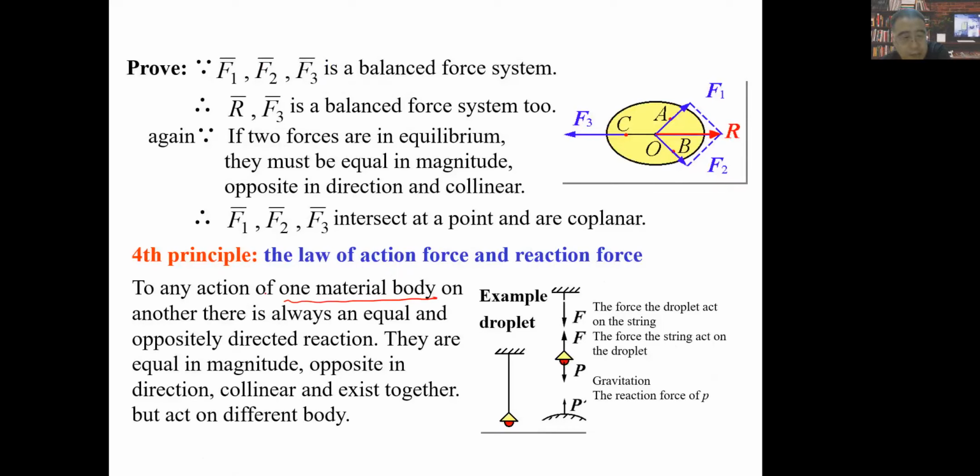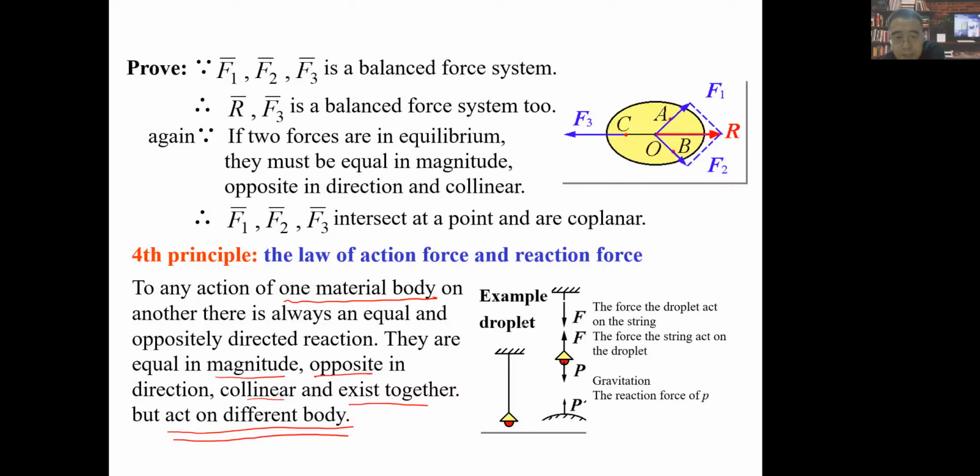It tells us that to any action of one material body on another, there is always an equal and oppositely directed reaction. They are equal in magnitude, opposite in direction, collinear, and exist together. That is very important. That's the big difference from the two force balance bar, right? They act on different bodies. That's the biggest difference from the two force balance bar.